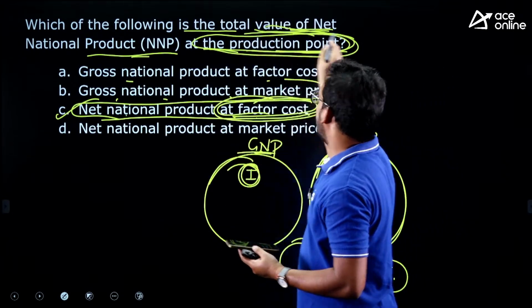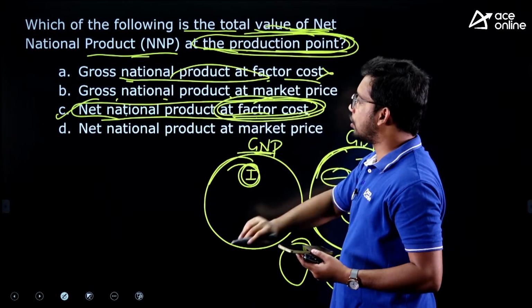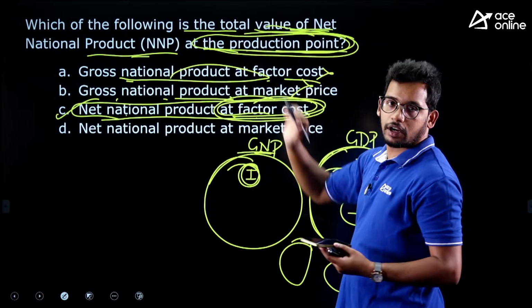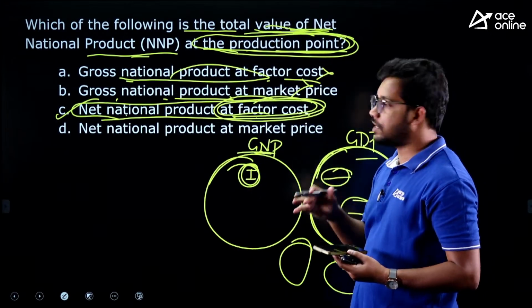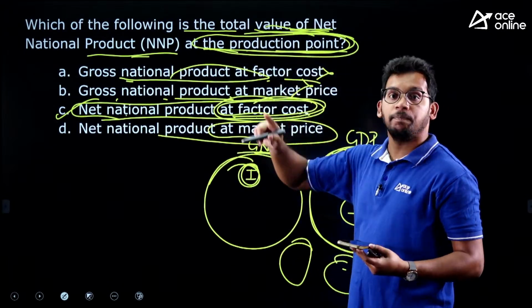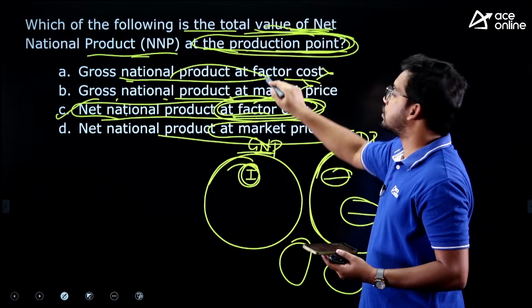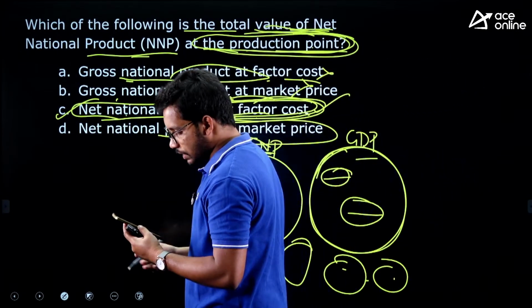Now they are asking about net national product. So gross national product is not relevant at all. They are asking about the national, so what Indian citizens have produced. It is not at the market price because it is not at the selling level. It is at the production point. So that's why factor cost is the correct answer. So the answer is C.